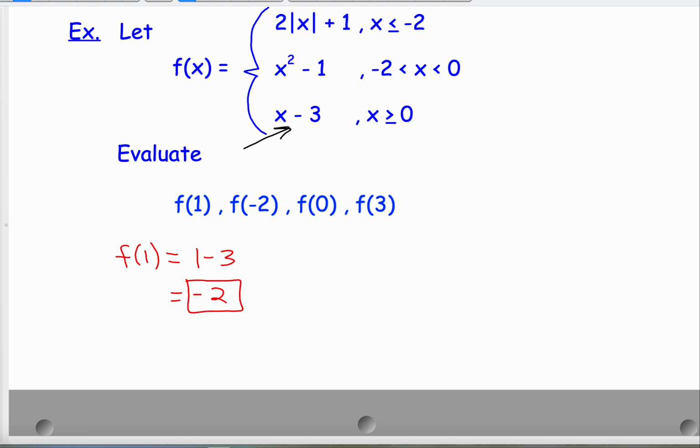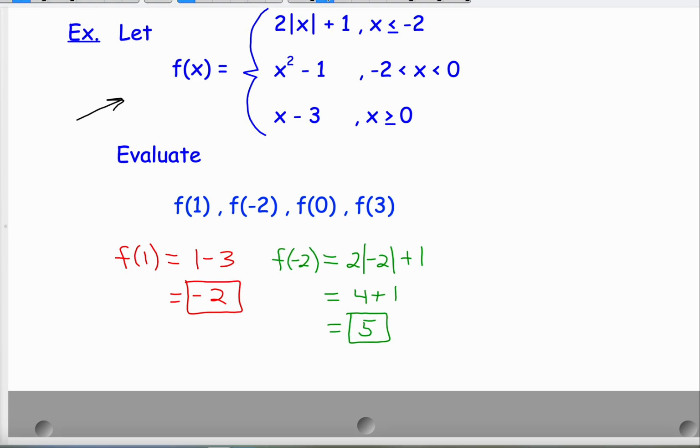Okay, let's try another one. How about f of -2? Which restriction does that fall under? Not this one, but this one here: less than or equal to -2. So when my input is -2, it falls under this restriction. So I'm going to do 2 times the absolute value of my input plus 1. The absolute value of -2 is 2, and then multiplied by 2 gives me 4, and then I'm going to add 1 to that, and I get 5. So f of -2 is 5.